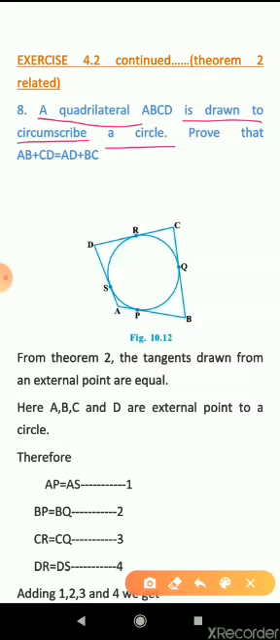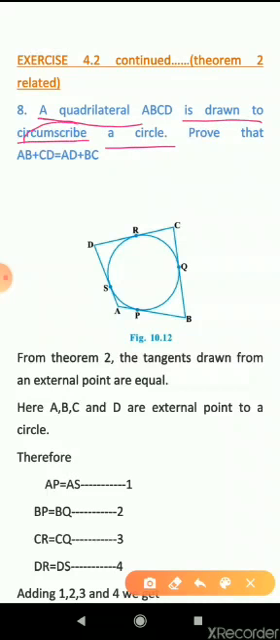Here there is one new word, right? That is circumscribe. What is circumscribe? Circumscribe means, in general meaning, draw around. Circumscribe means draw around. Here, what does that mean? A quadrilateral is drawn around a circle.